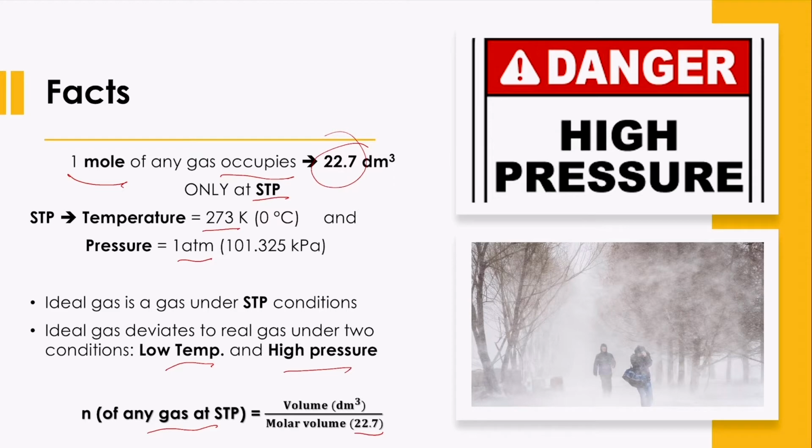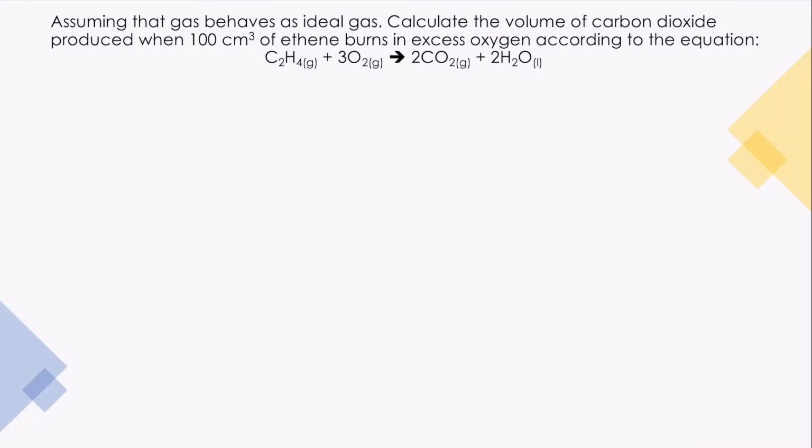Let's check a problem. Assuming that gas behaves as an ideal gas, calculate the volume of carbon dioxide produced when 100 cubic centimeter of ethene burns in excess oxygen according to the equation here. First step is to write the equation. Second step is to write what we have. We have 100 cubic centimeter of ethene and we'd like to find the volume of carbon dioxide produced.